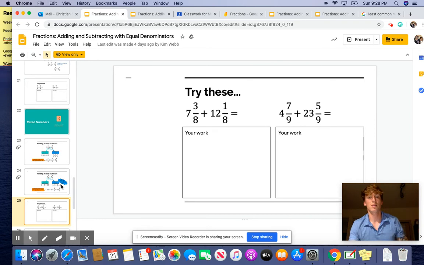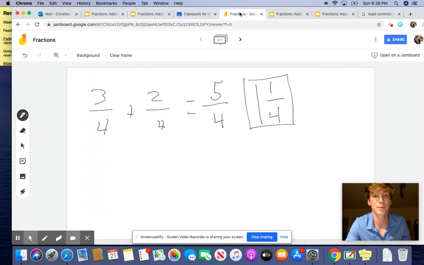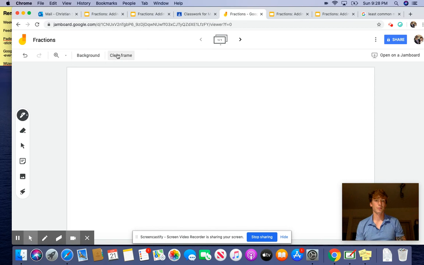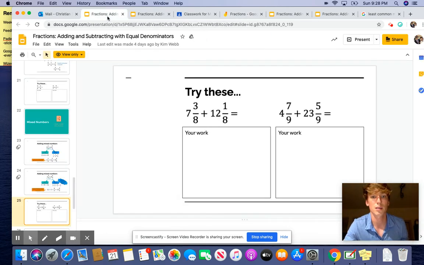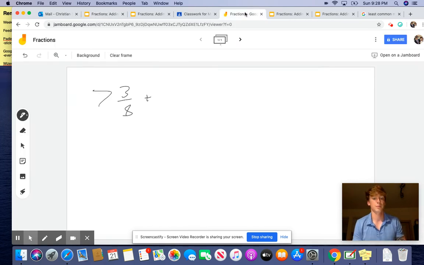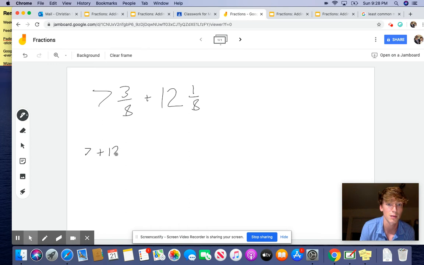So let's try these. So we have 7 3/8 plus 12 1/8. Okay, so we take our big numbers and we add them first. This is a big number and this is a big number. So we're going to come over here and do 7 plus 12. You do 7 plus 12 and you get 19.